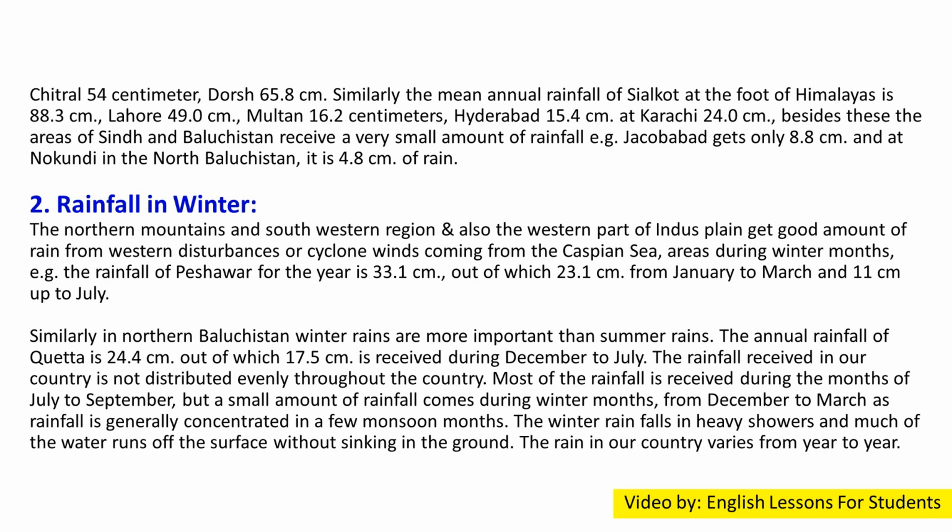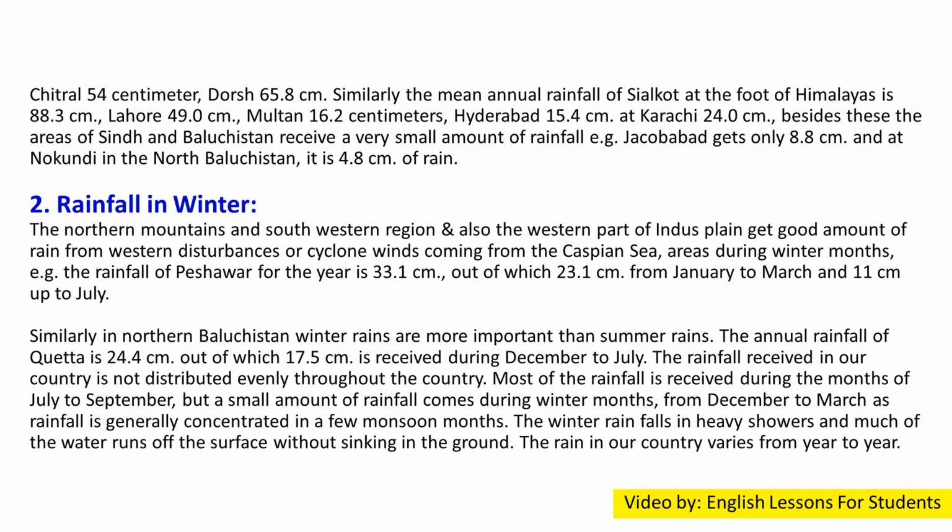Rainfall in winter. The northern mountains and southwestern region and also the western part of Indus plain get good amount of rain from western disturbances or cyclone winds coming from the Caspian Sea areas during winter months. For example, the rainfall of Peshawar for the year is 33.1 centimeter, out of which 23.1 centimeter from January to March and 11 centimeter up to July.